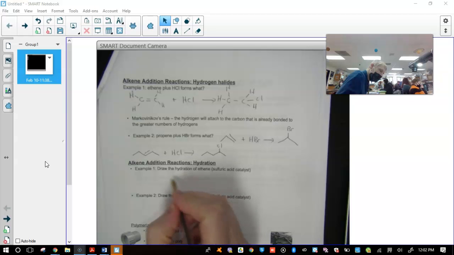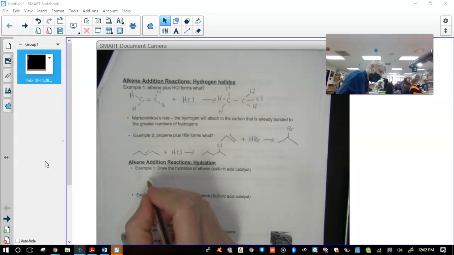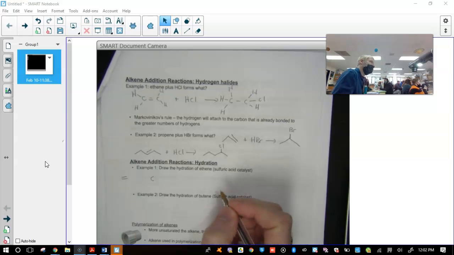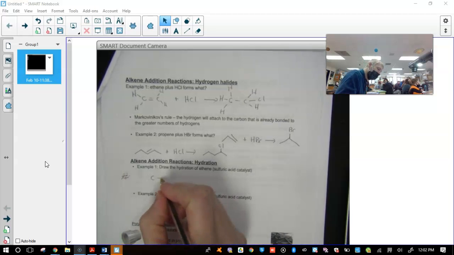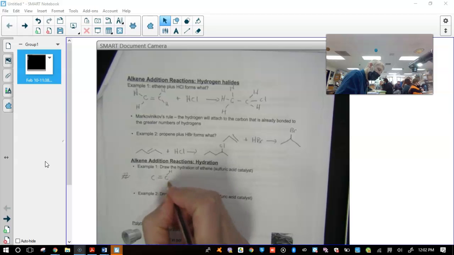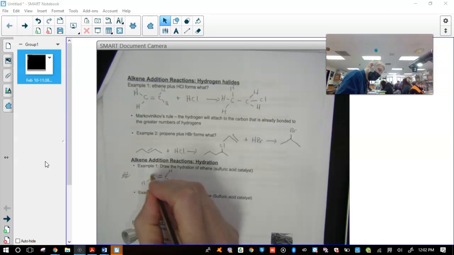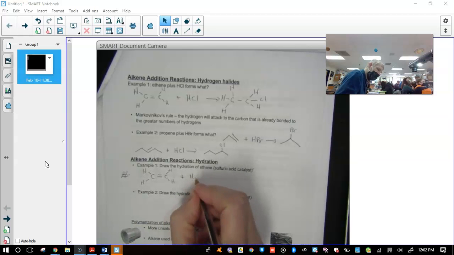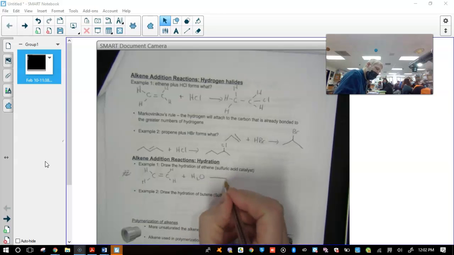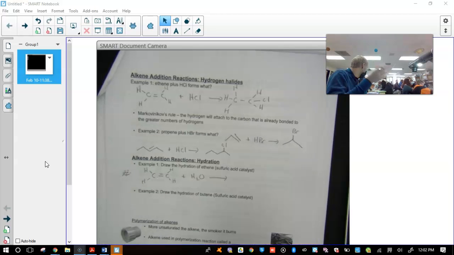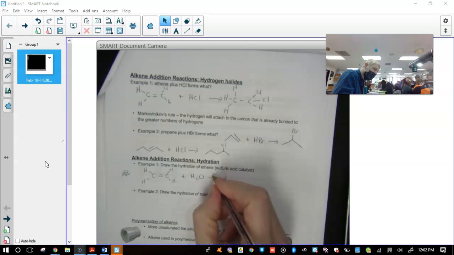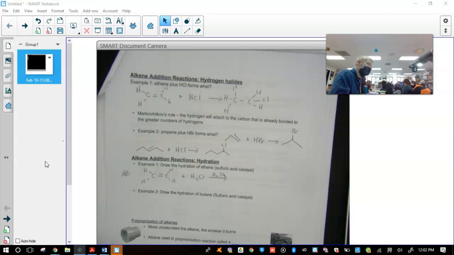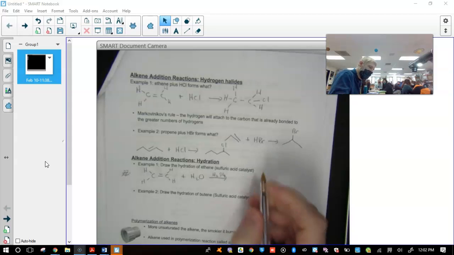So, let's see. Draw the hydration of ethene. We're doing this small one again. You could write ethene like that, but that looks like an equal sign, so I don't want to confuse people. All right, and then we're adding water. So hydration is just add water. But it's not going to do anything unless you have a catalyst. And the catalyst required is sulfuric acid. So I'm going to put that right above the arrow to show it's a catalyst, not consumed in the reaction.